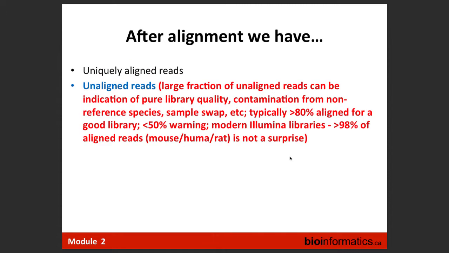So unaligned reads. That's another part of the file after we have alignment. Luckily for us, nowadays it's a very, very small fraction. Usually 98, 99% of reads are aligned, which is great. When they're not aligned, we basically throw them away. Or maybe they are of some use. Maybe you had a spiking control in your data. Then you take those reads and align them to the spiking genome. So everything depends on the problem, right?